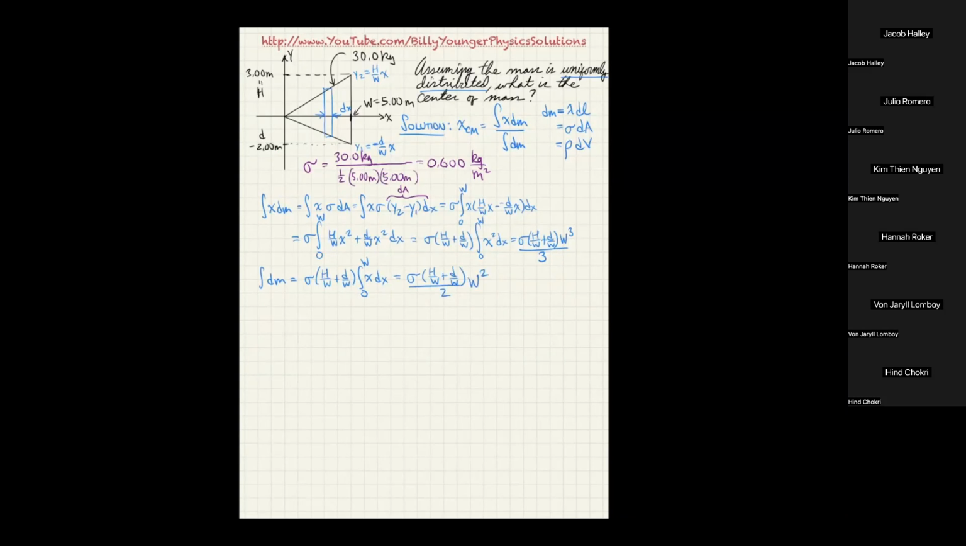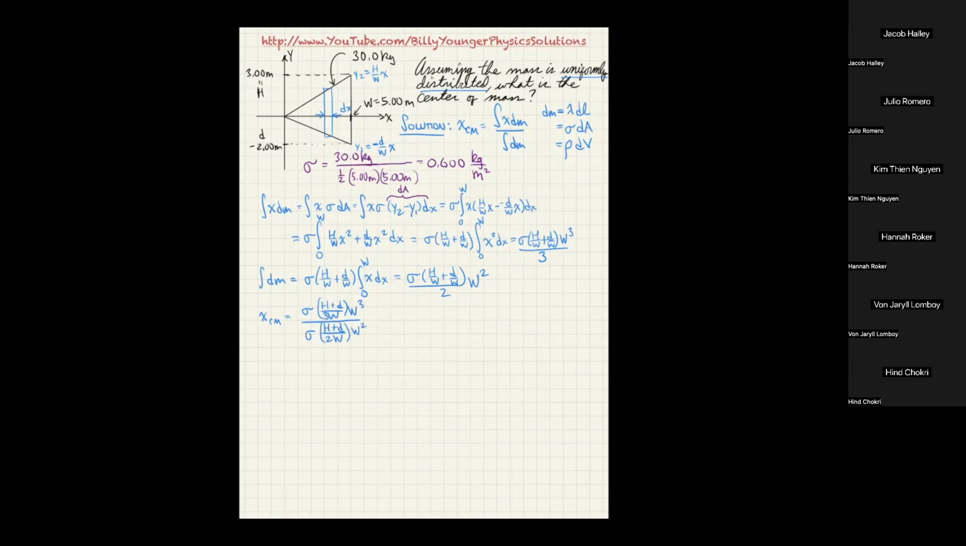So now I can say the x center of mass is actually equal to the first integral, which I'm going to write a little differently now. I'm going to say sigma times h plus d over w times w cubed. So in other words, I went ahead and combined those two fractions since they already had a like denominator. And I'm putting the 3 down in the bottom because that's what it was. Okay. Now the other one is also a sigma, and it's also h plus d over w, but this time it's a 2w in the bottom and it's a w squared.